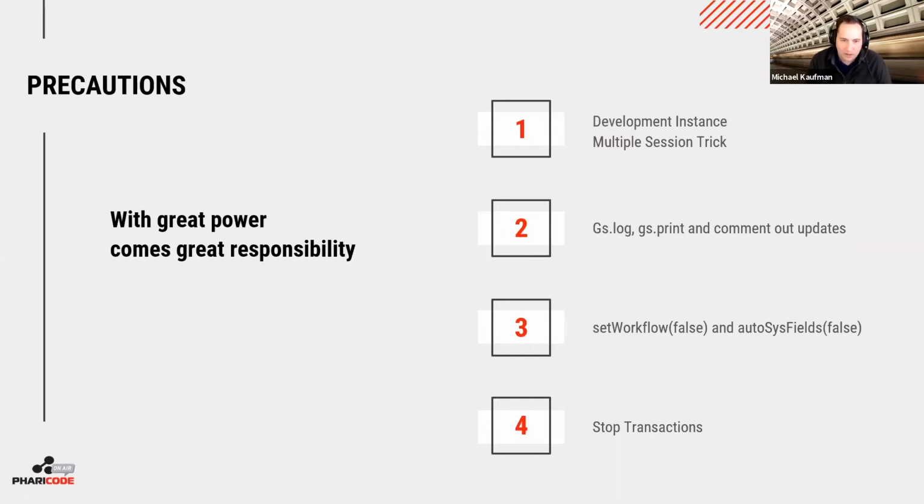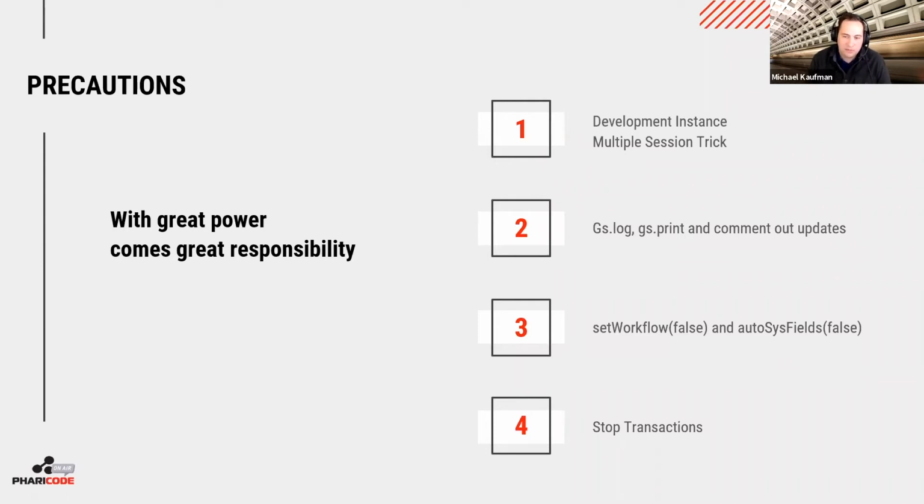Number 3, set workflow false and auto sys fields false. When you're writing a GlideRecord query, you can add these function calls before you execute the GlideRecord query. By adding setWorkflow false, it doesn't run business rules. Sometimes you'd want business rules to run, but if you don't run them, your script will run a lot faster.